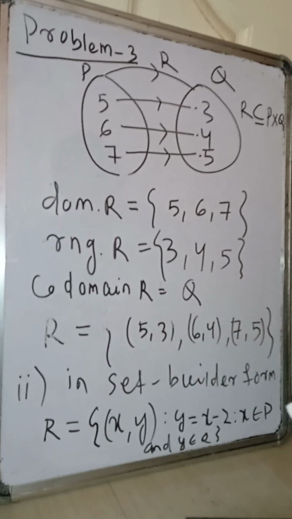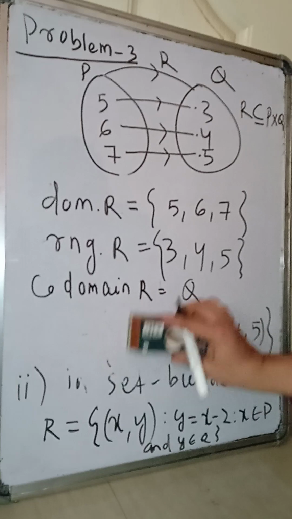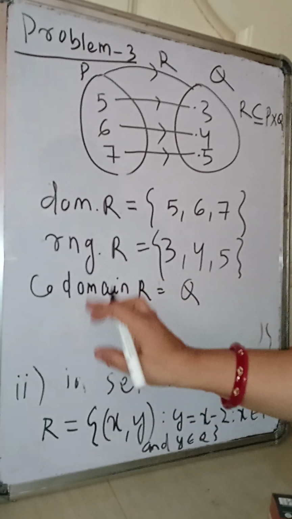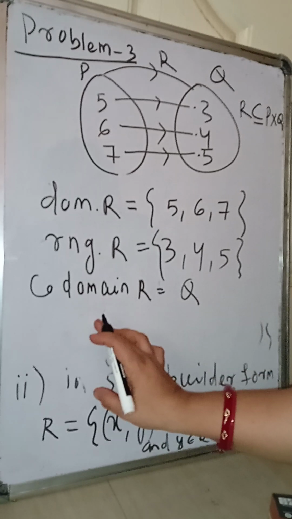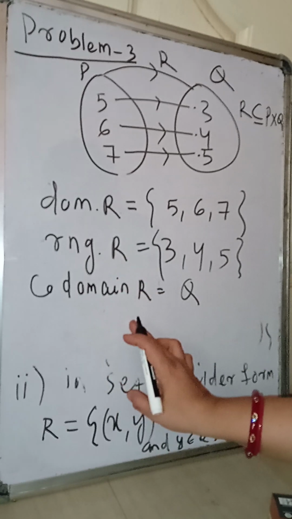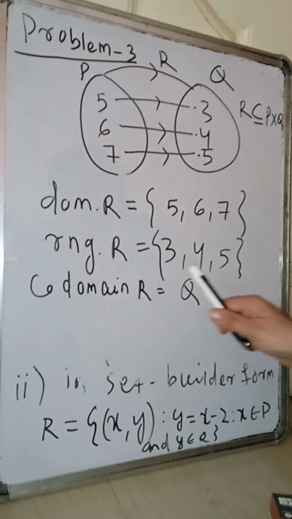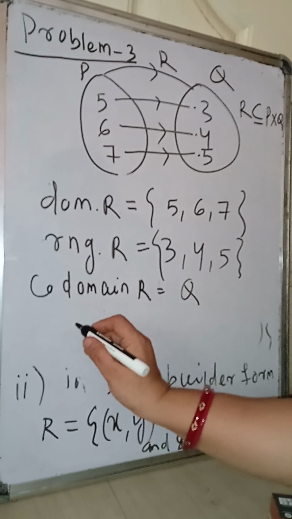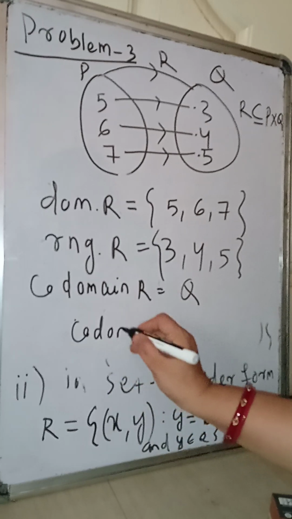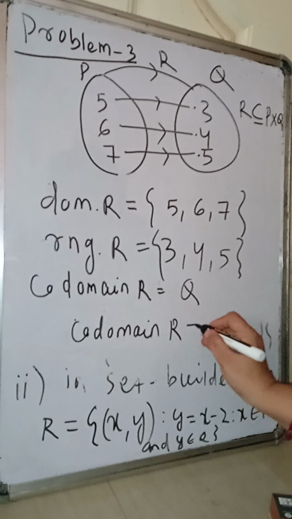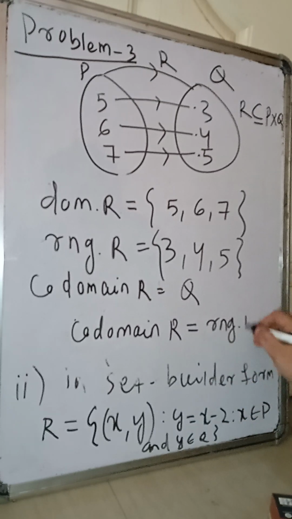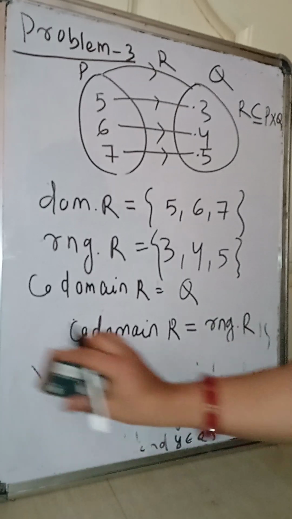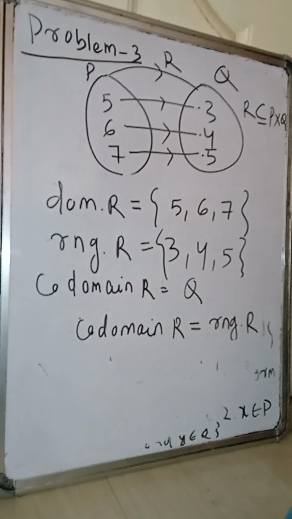Now one thing you see here, as we discussed in the previous class, is the relation between the codomain and the range. What was the relation? Range is a subset of or equal to the codomain, but in this case you see that the range set and the codomain set are both equal. So in this case we can write that the codomain of the relation R is exactly equal to the range of the relation. After problem 3, let us discuss our next problem.